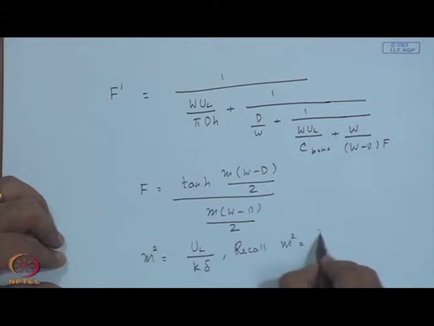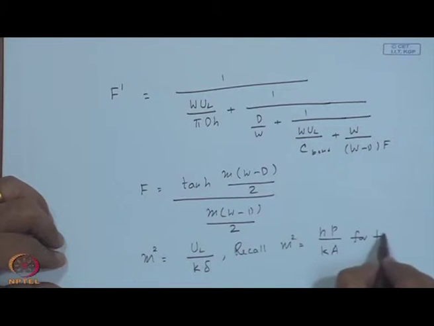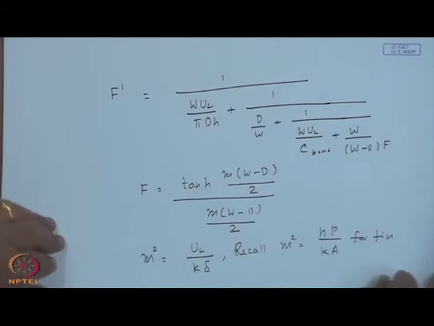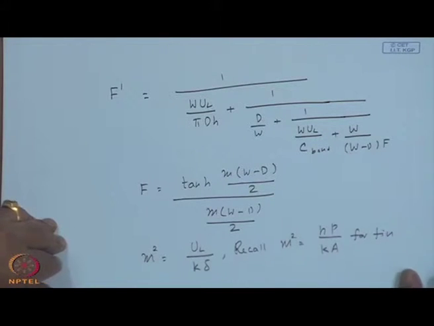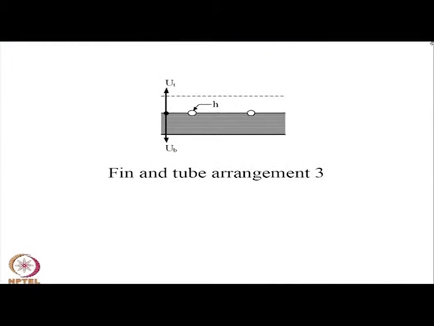m squared is h p upon k A for fins in your heat transfer course in undergraduate studies, where p is the perimeter, h is the heat transfer coefficient and A is the area, and P upon A will have the length dimensions of delta in this instance, and U_L and h have the same dimensions.